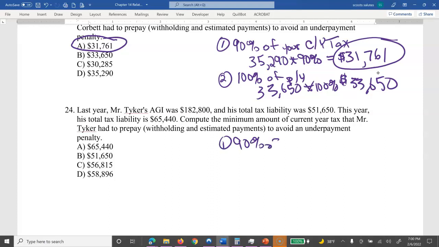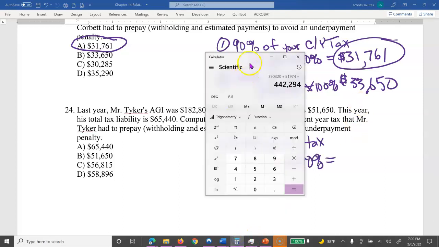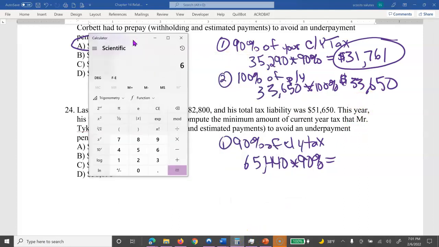First, 90% of the current year tax. In this case, that was $65,440, and we multiply that by 90%. Again, I try to do all this in my head for no reason. We have a calculator. 65,440 times 90% is 58,896.